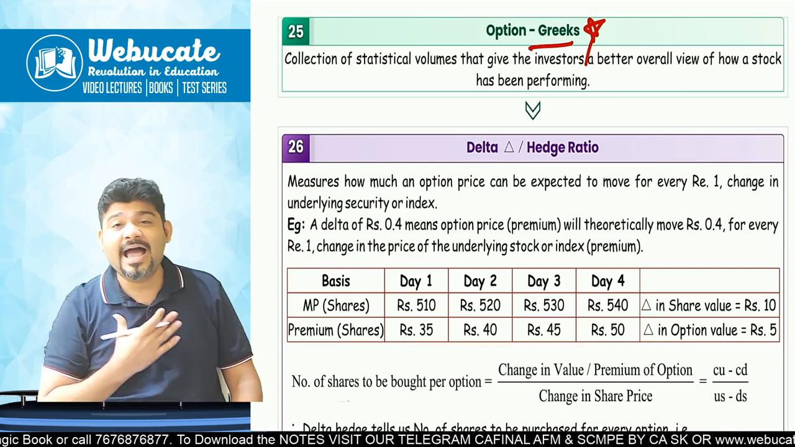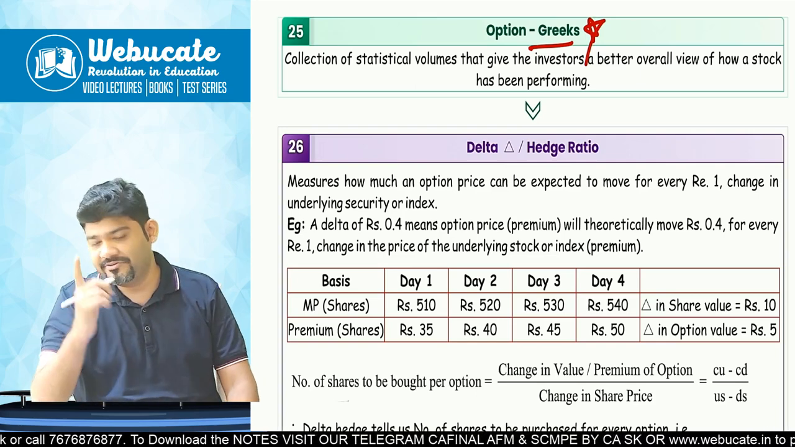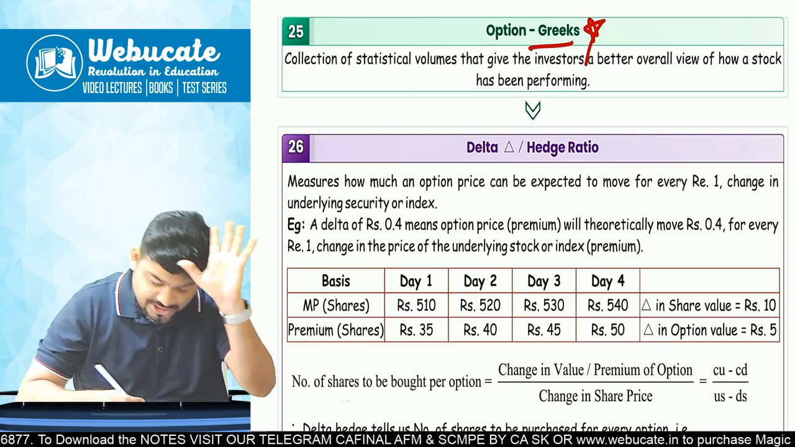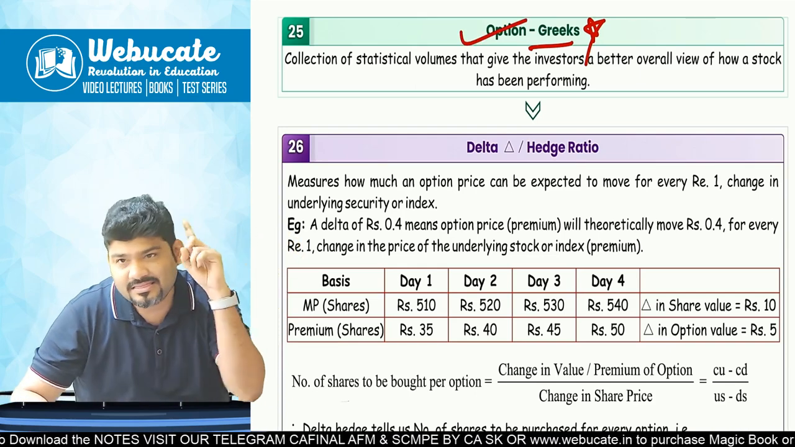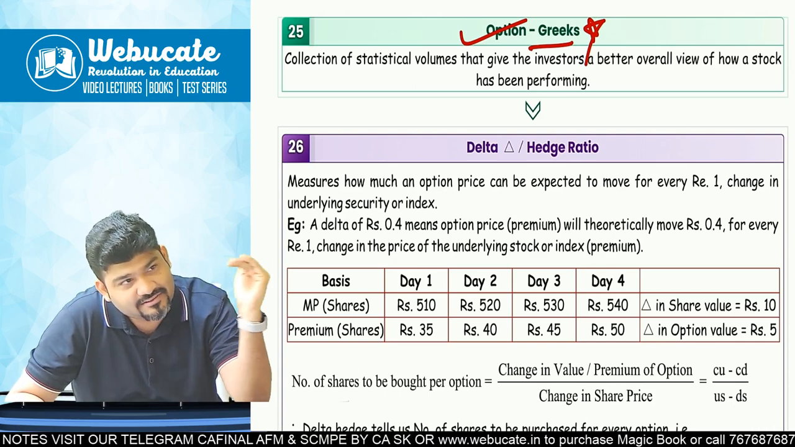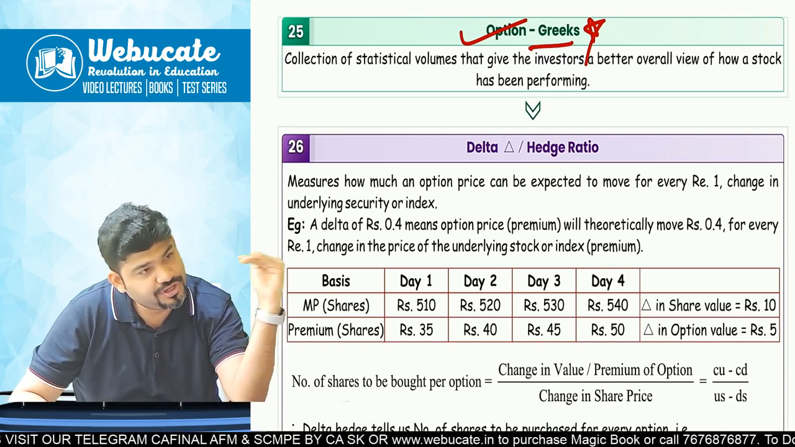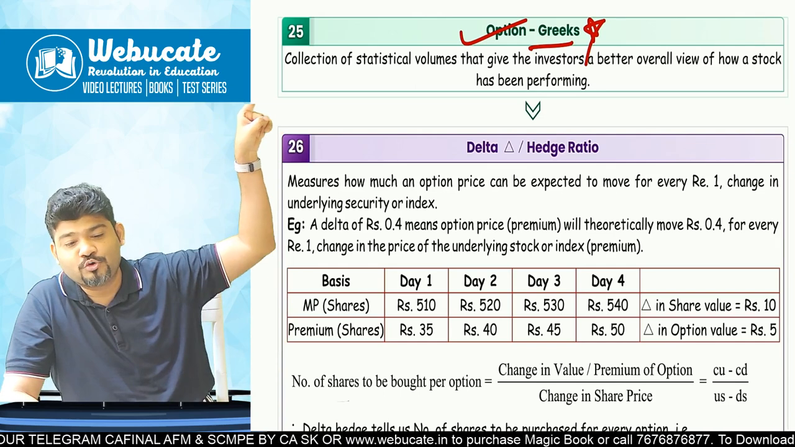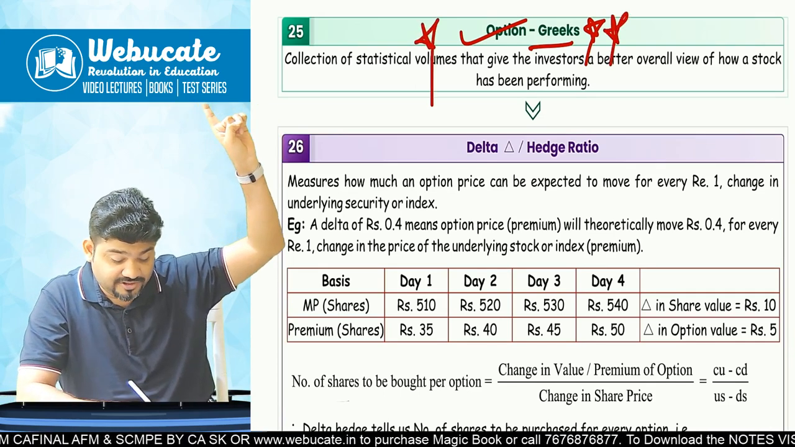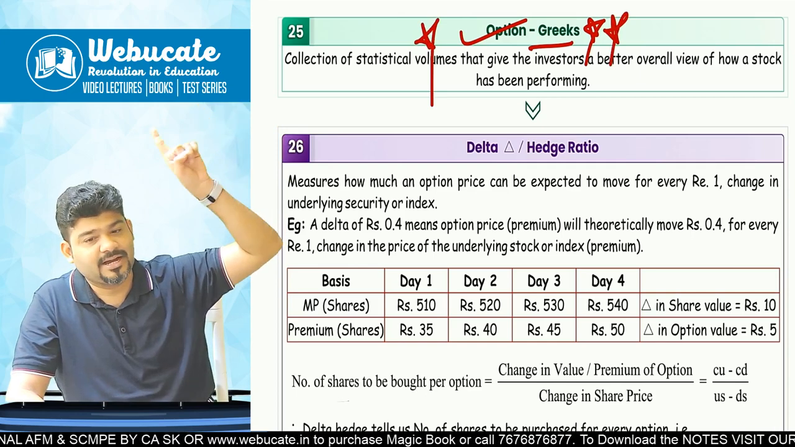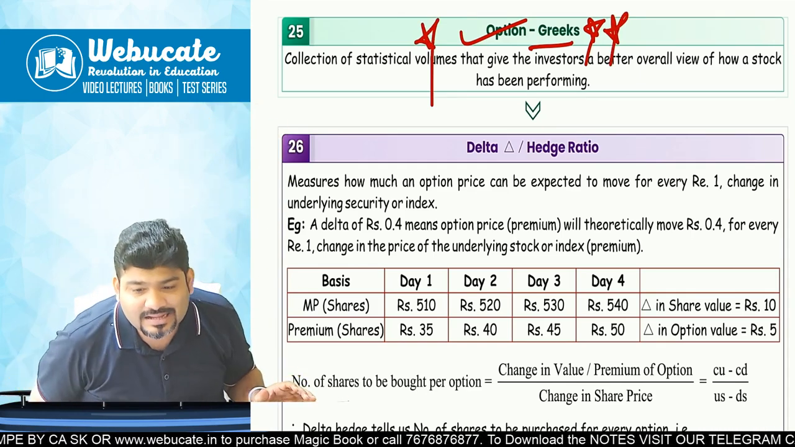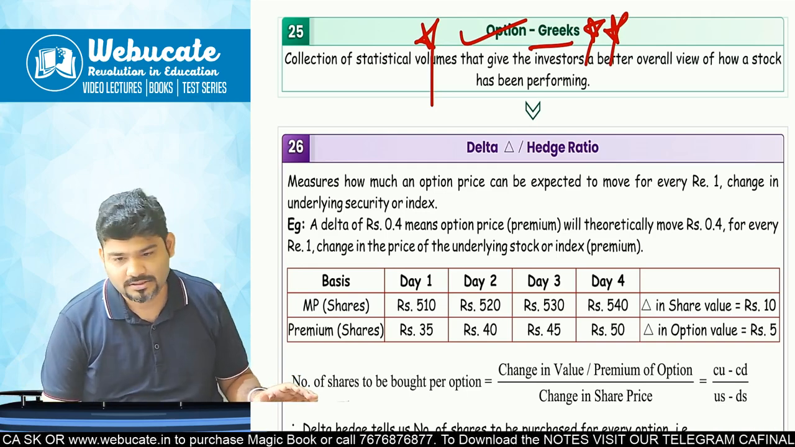If I am your paper setter, mind you, for sure, I will have a 3 to 5 mark question on option Greeks, and that too, a case study. And in that case study, I will ask you questions 1, 2, 3, 4, 5, all related to option Greeks. So mind you, it is very, very, very important. If a paper setter like me comes, then you are definitely expecting a 5 mark option question in this case.